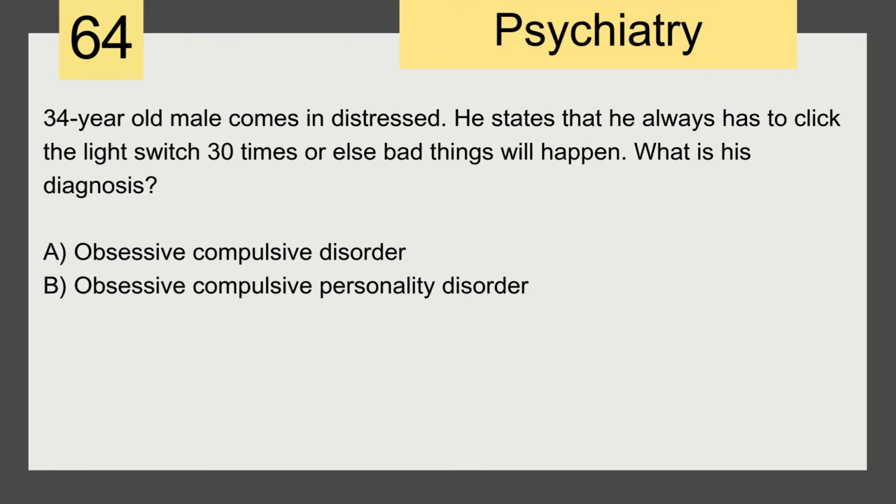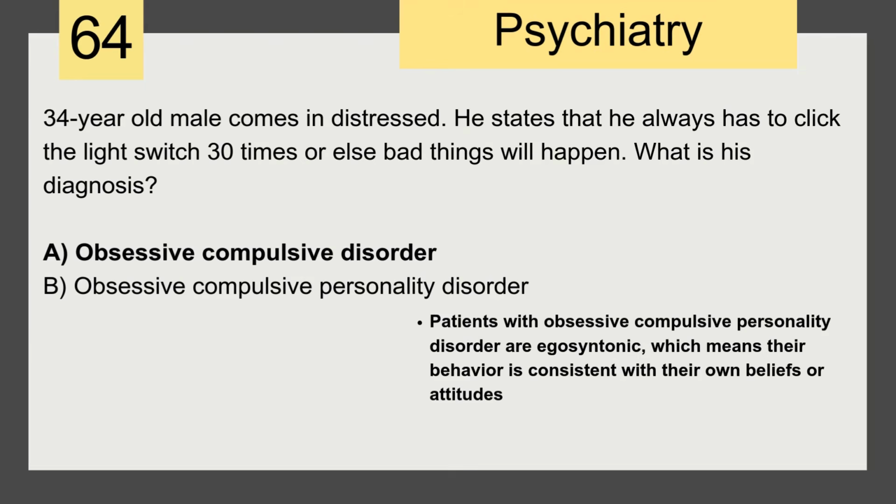64. Here we have a man who comes in distressed. He has to click the light switch 30 times or else something bad will happen. This is obsessive compulsive disorder. In obsessive-compulsive personality disorder, we see more of a need to control their surroundings. And it also, by the way, parenthetically, is ego syntonic, meaning their behavior is consistent with their own beliefs and attitudes, as opposed to OCD, which is ego dystonic, where they get so much anxiety from their symptoms and they want to get rid of it.